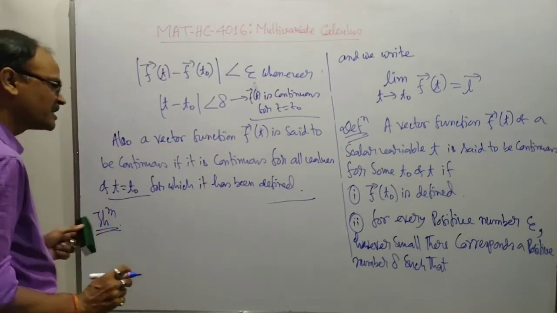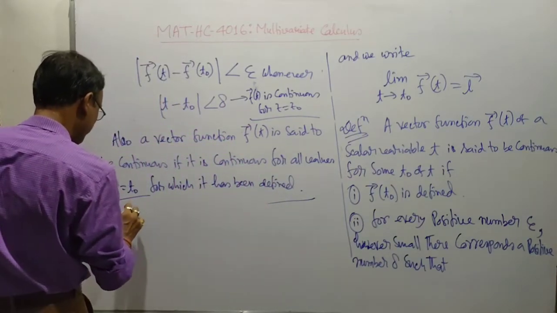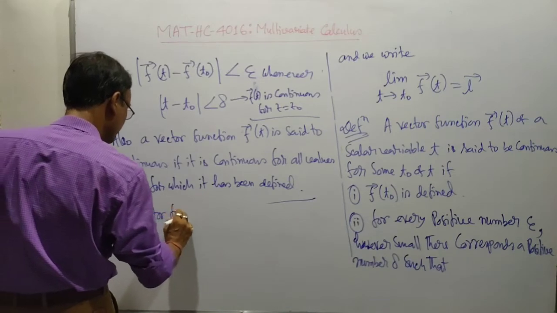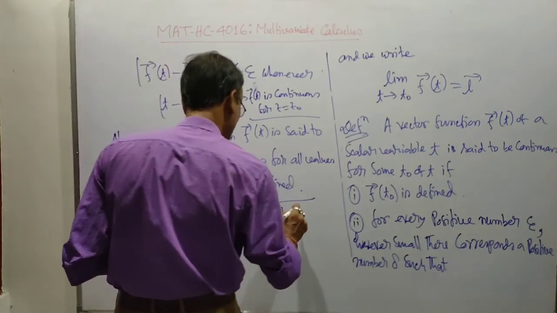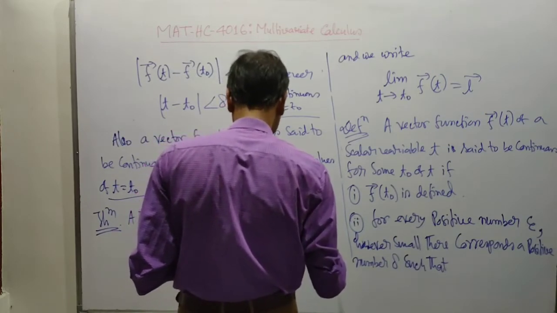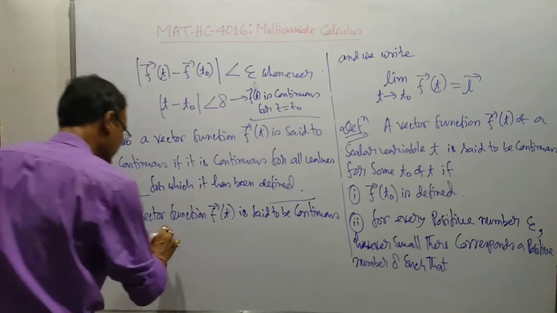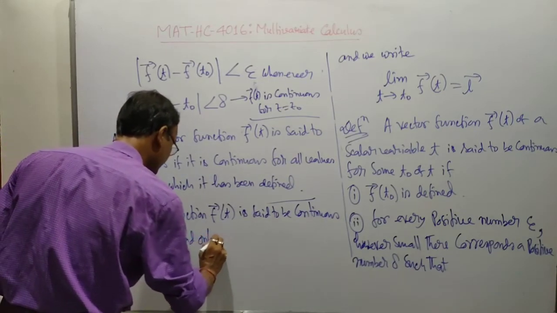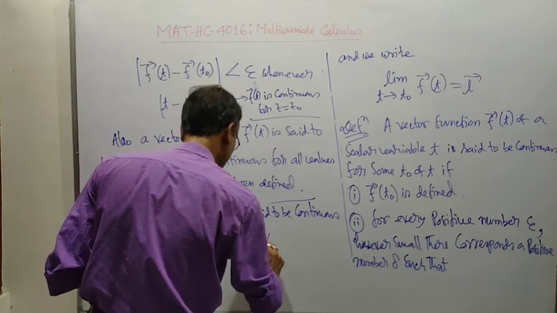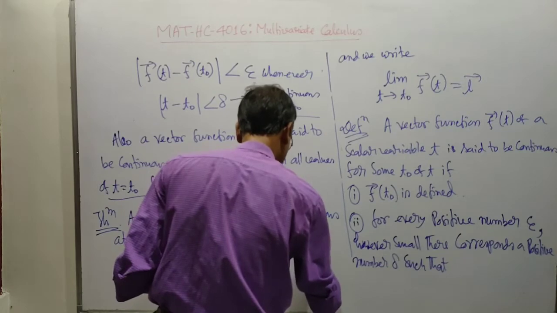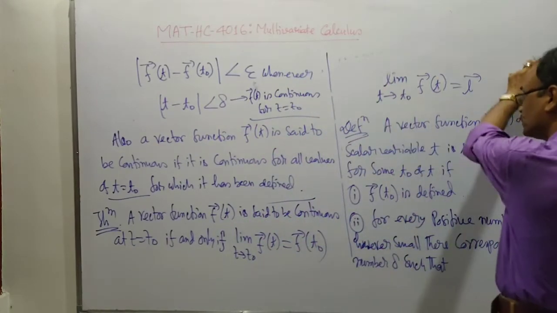Next, another theorem. I am going to give you the statement of the theorem. A vector function F vector(t) is said to be continuous at t equal to t naught if and only if the limit as t tends to t naught of F vector(t) equals F vector(t naught). The statement of the theorem is this.